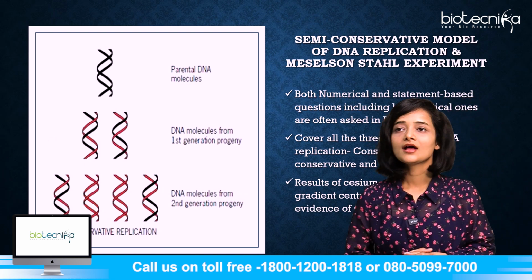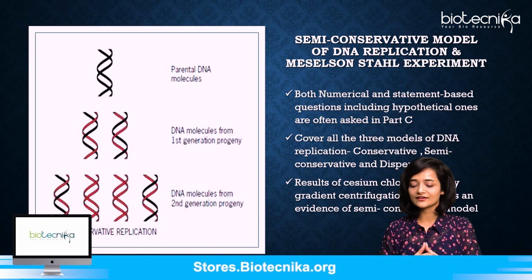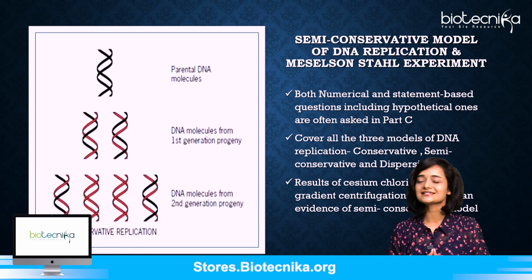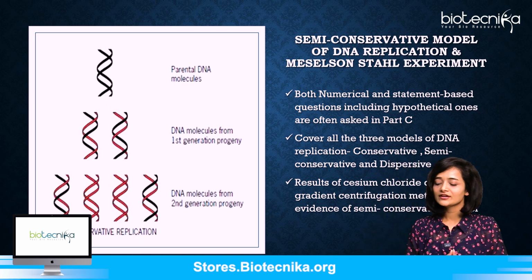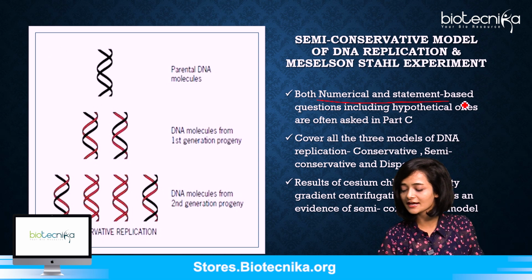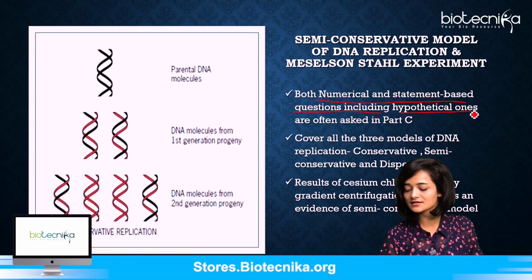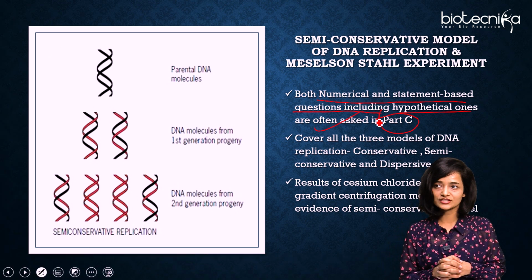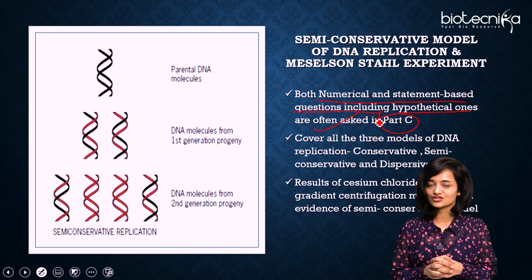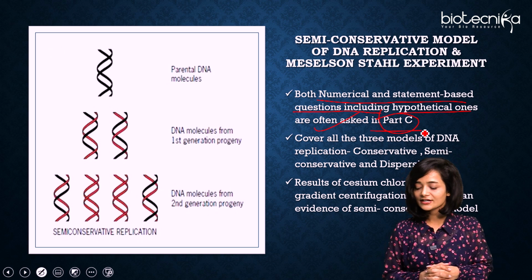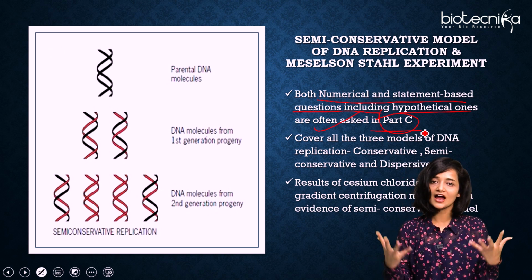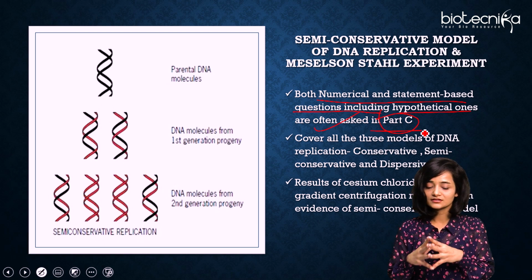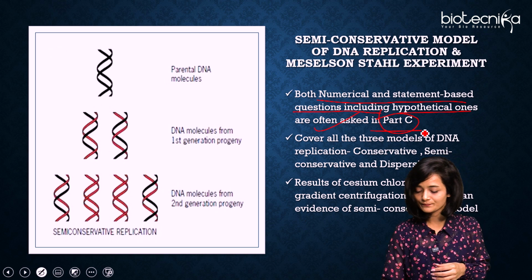So then comes the semi-conservative model of DNA replication given by Meselson and Stahl Experiment. Here both numerical and statement-based questions, including the hypothetical ones, are often being asked in Part C. So you can attempt the previous year question papers which deal with these types of questions on the semi-conservative model of DNA replication given by Meselson and Stahl Experiment. By attempting these kinds of questions, you will have an idea of how to solve the concepts and how to build the concepts.